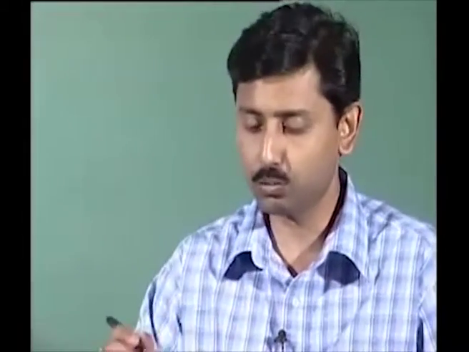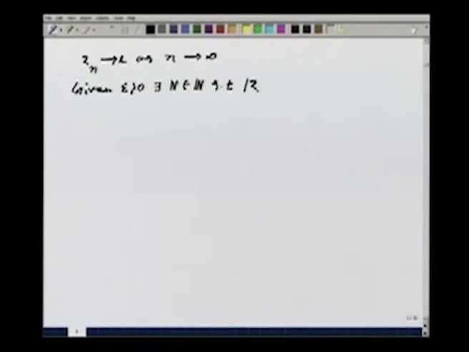In the one variable case, what was it? I have a sequence xn. What does it mean to say xn converges to L as n goes to infinity? It means, given epsilon bigger than 0, there exists a natural number N, it belongs to the set of natural numbers, such that modulus of xn minus L is strictly less than epsilon if n is bigger than or equal to capital N.